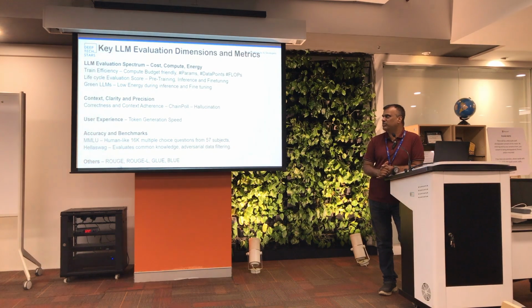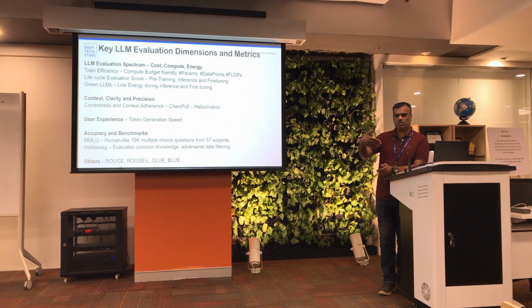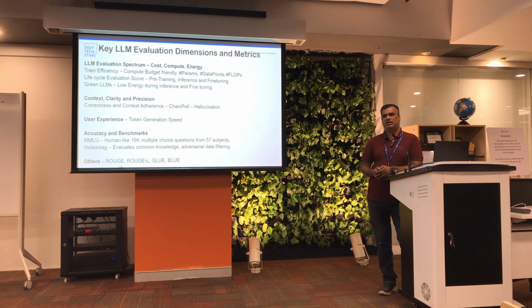We'll touch a little bit about that. So we spoke about the whole life cycle evaluation. We spoke about the power, the cost, the cost in terms of flops indirectly, power in terms of the green LLMs, the life cycle evaluation in terms of every activity we are trying to optimize. Second dimension is the correctness and the context adherence which we want. The third thing is you want also the user generation speed, the tokens per second. You don't want it to be too slow so that you read and keep waiting for it.